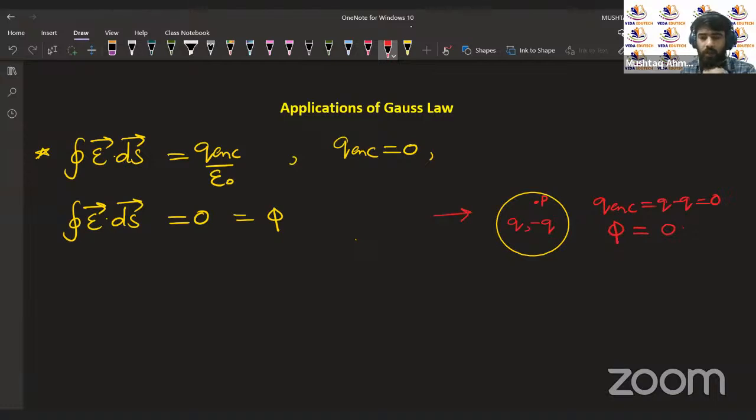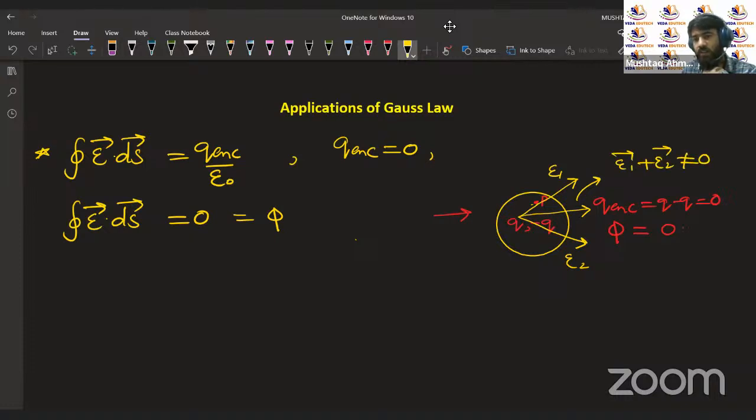It will be 0. But if we calculate the electric field at this point P because of this positive charge and negative charge, the field because of this positive charge will be directed away from this positive charge in this direction, right? And the electric field because of this negative charge will be towards this negative charge, in this direction. And there will definitely be some net electric field along this direction, right? So if this is E1 and this is E2, then this electric field is going to be E1 vector plus E2 vector, right? And this is a non-zero electric field.